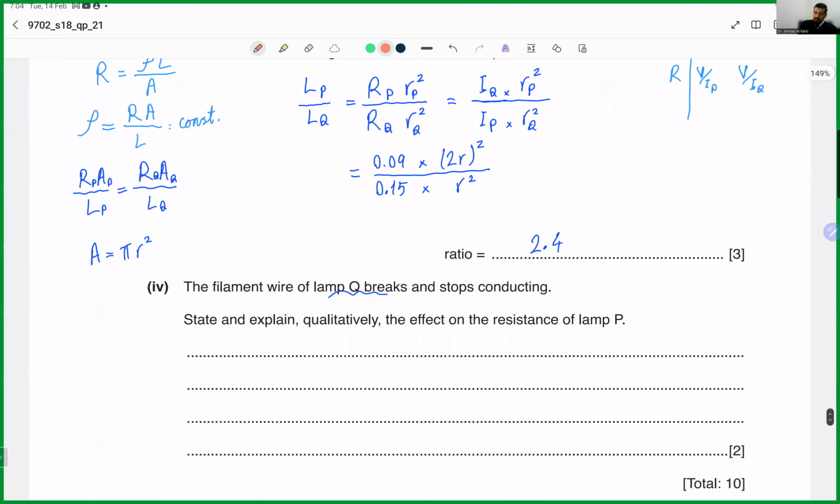So what they ask here is to state and explain qualitatively the effect on the resistance of lamp P, what happens to it? Now we said that there will be less potential difference across the resistor, because now there is a greater resistance across P by itself. The combined resistance, which was less, as we take off one of them, there is no Q, there is only P, so it would be greater. That means the voltage across it would be greater, and the voltage across the resistor will be less. So the total resistance in the circuit will be less, making the current that passes through this whole circuit greater. As the total current increases, as we said in the beginning, there will be a heating effect and the resistance will be higher.